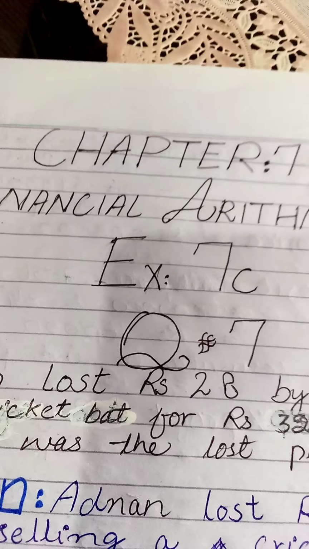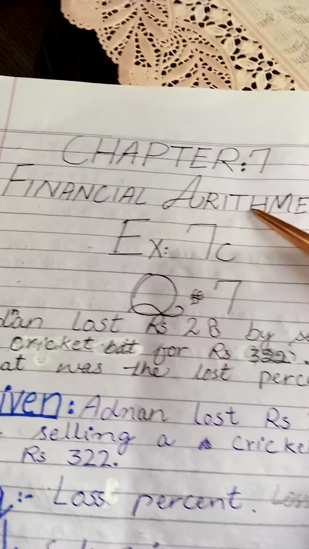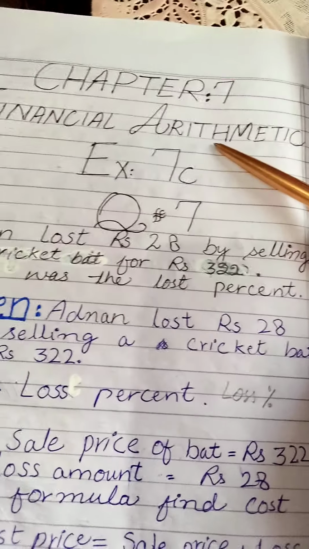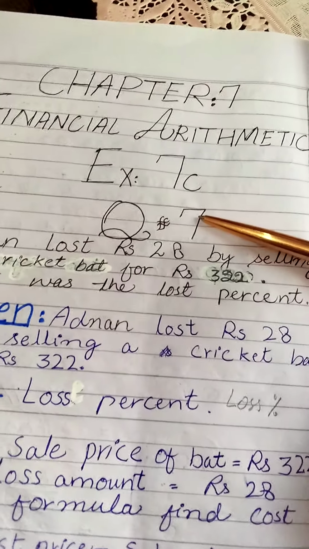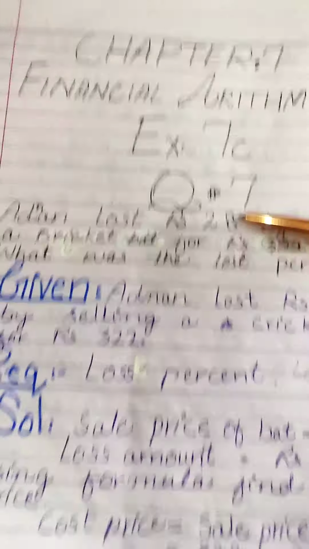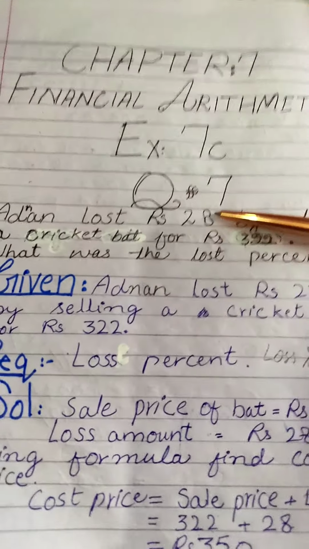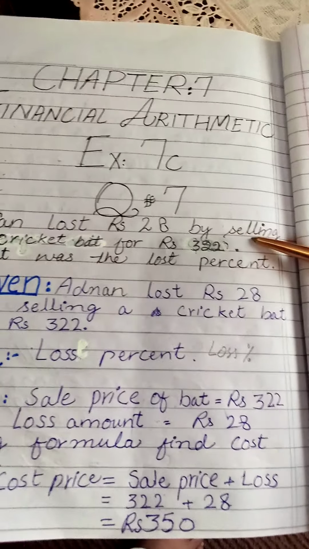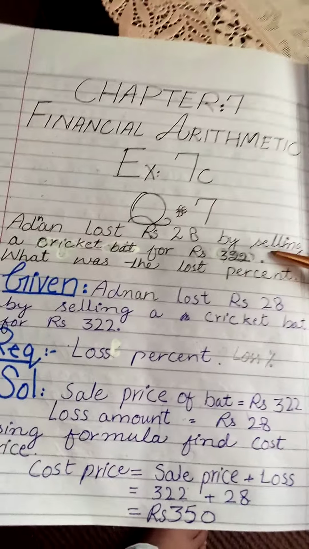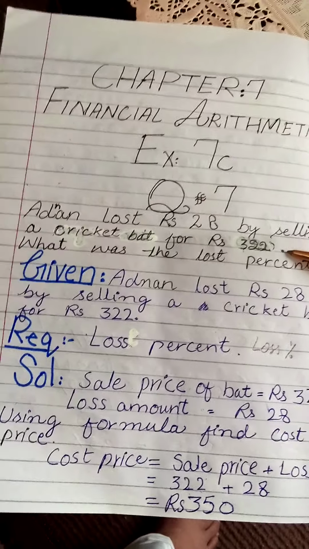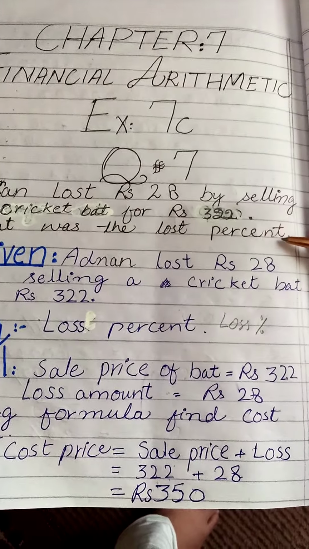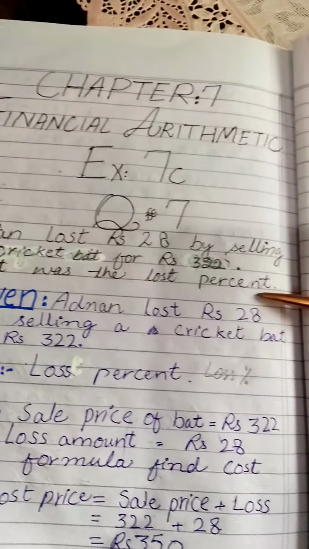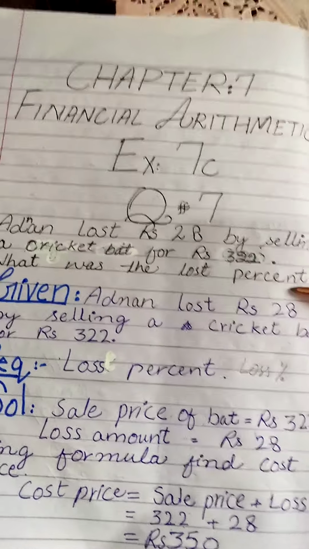Students, we will do chapter 7. Name of chapter is Financial Arithmetics, exercise 7C, question number 7. The question is: Adnan lost rupees 28 by selling a cricket bat for rupees 322. What was the loss percent? Students, we have to find the loss percent in this question.